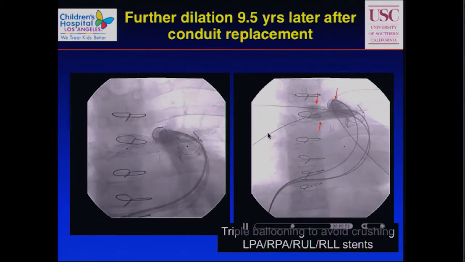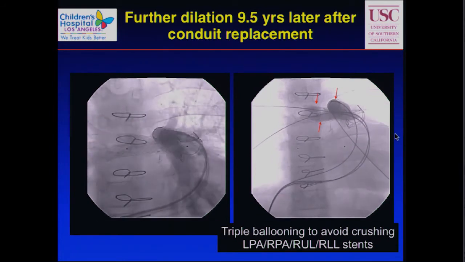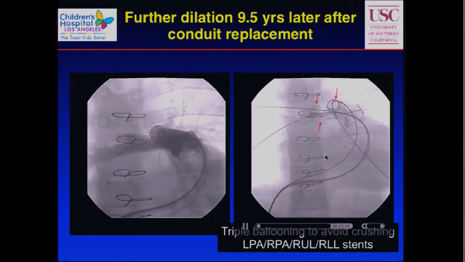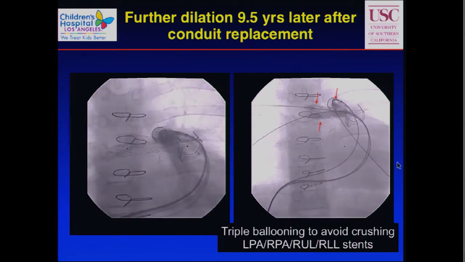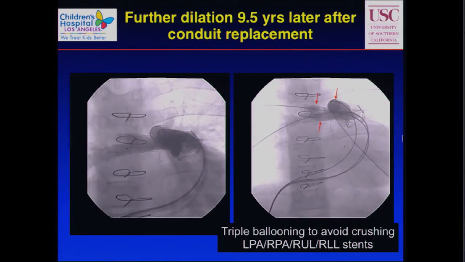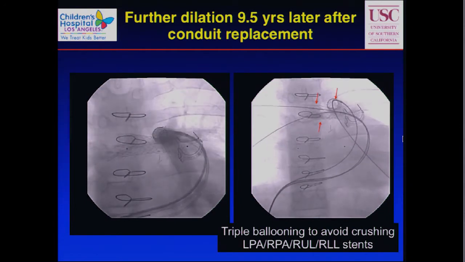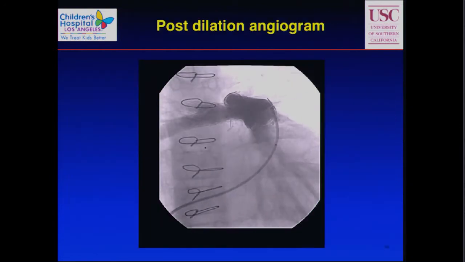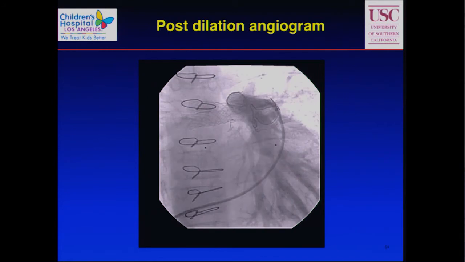And because of the closely related orifice of all the 3 regions, we actually have the triple balloon. So you see there's a balloon into the upper lobe, middle lobe, and the LPA. And all 3 have to go up at the same time. But in adult-sized patients, you can do that. This is what it looks like afterwards.